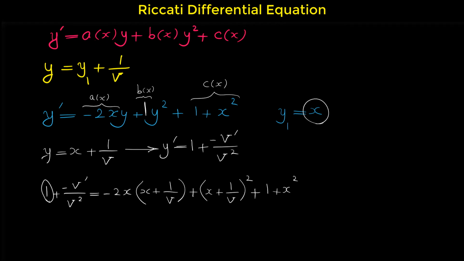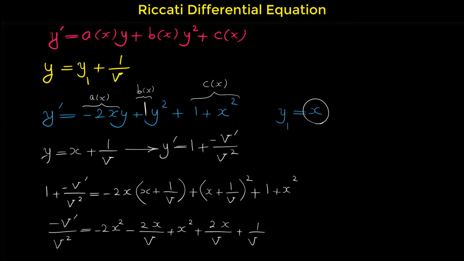Note that we can cancel this one on the left side with this one on the right side. So in the left side of the equation we only have negative v prime over v squared. On the right side, if we multiply negative 2x in the bracket, we have negative 2x squared minus 2x over v. And if you raise this bracket to the power of 2, we have x squared plus 2x over v plus 1 over v squared.